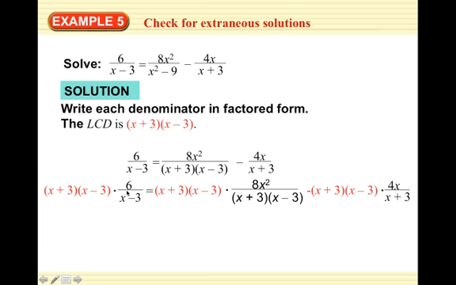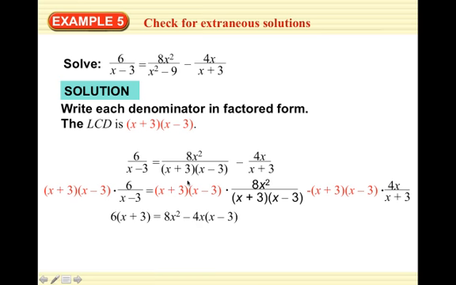So let's look. On the left-hand side, this x minus 3 will cancel with that x minus 3, and we're going to be left with x plus 3 times 6, or 6 times x plus 3. On the first term on the right-hand side, the x plus 3 cancels, the x minus 3 cancels, and we're going to be left with 8x squared. We've got our minus sign, and x plus 3 cancels with x plus 3, so we're going to have x minus 3 times 4x, or it can be written as 4x times x minus 3.